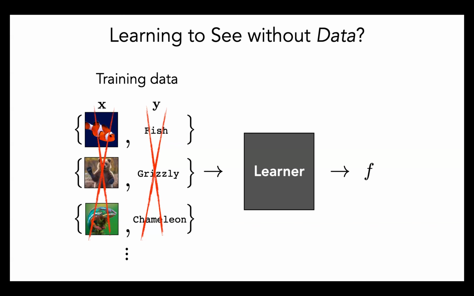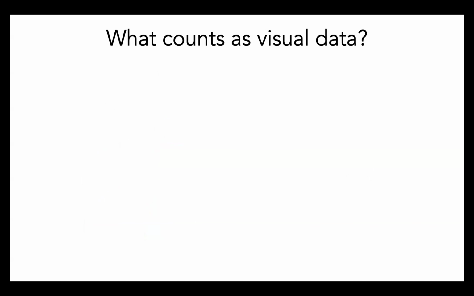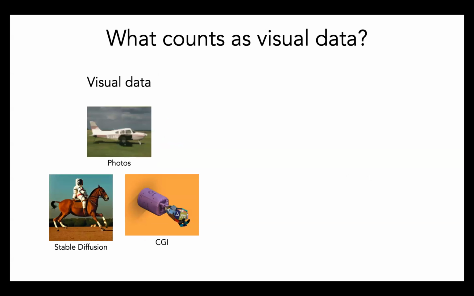Okay, it sounds crazy, but there's a little sleight of hand here. I'm just going to redefine what counts as data. So I want to say we're going to be learning vision without visual data. We're going to be using some kind of data, but what do I mean by that? What do I mean by visual data?